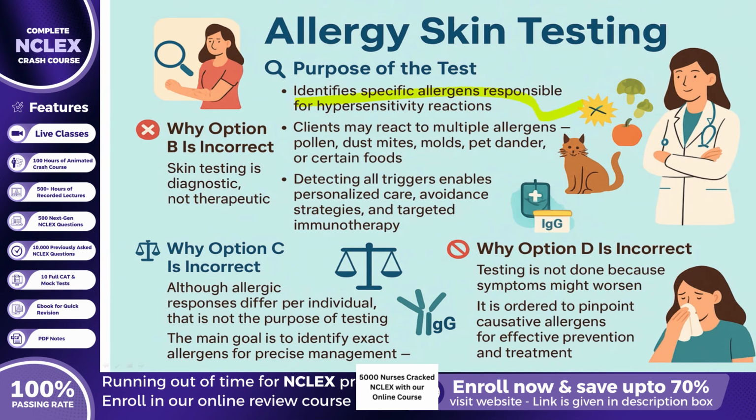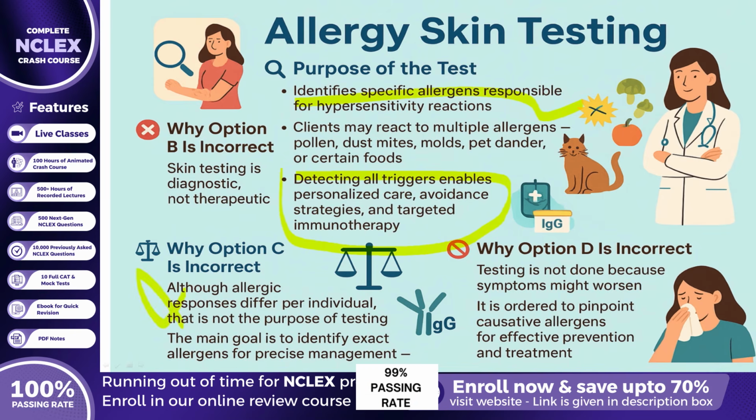for improved outcomes. Option B is incorrect because skin testing is not a therapeutic intervention. It does not build blocking antibodies. Instead, it simply determines which allergens trigger an immediate immunoglobulin E-mediated hypersensitivity reaction. The creation of blocking antibodies, known as immunoglobulin G, occurs during allergen immunotherapy, a treatment that progressively desensitizes the immune system over time. Option C, while partially true, does not justify the purpose of skin testing.